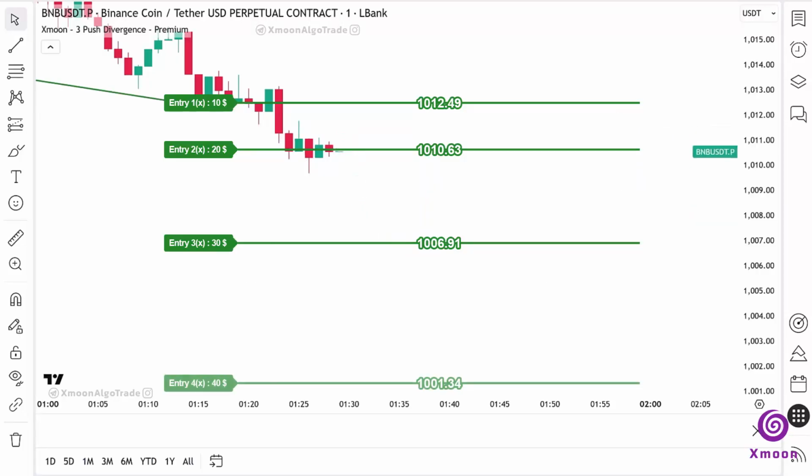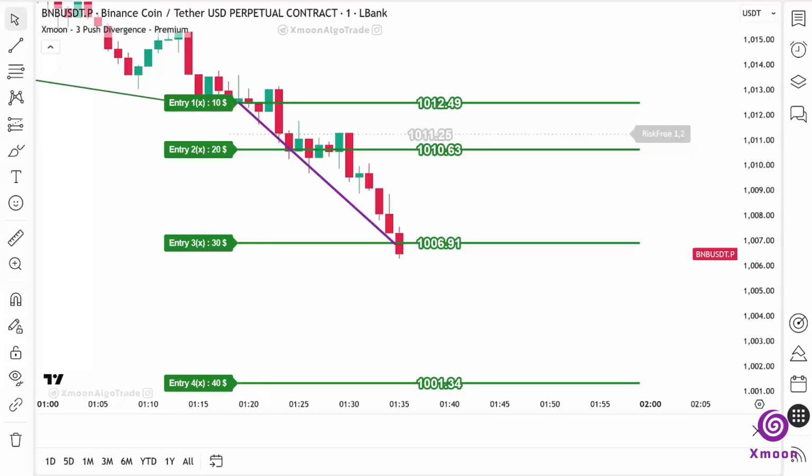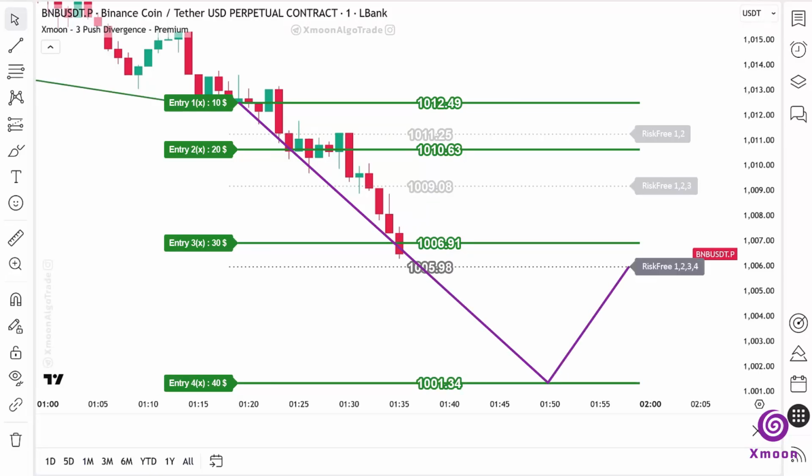The important point is that with the entry into each new step, the next risk-free line becomes valid. This means that when we enter the second step, risk-free lines 1 and 2 are valid. And when we enter the third step, risk-free lines 1, 2, and 3 are valid. Upon entering the fourth step, risk-free lines 1, 2, 3, and 4 become valid. And this pattern continues for all subsequent steps.